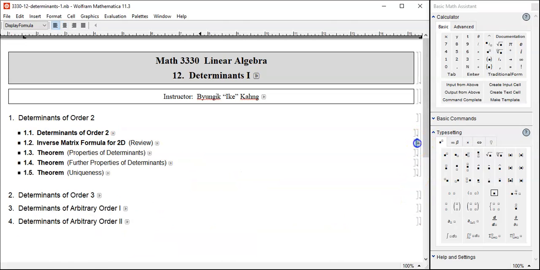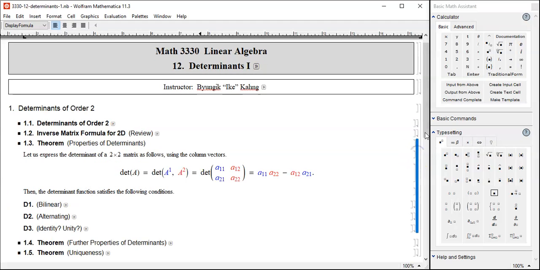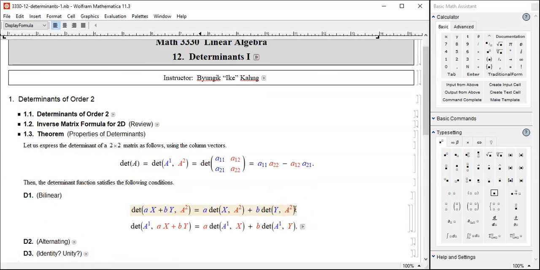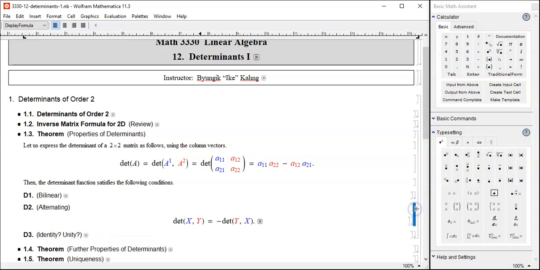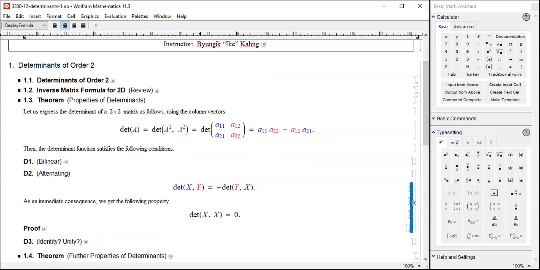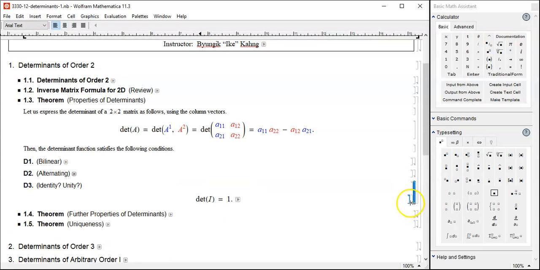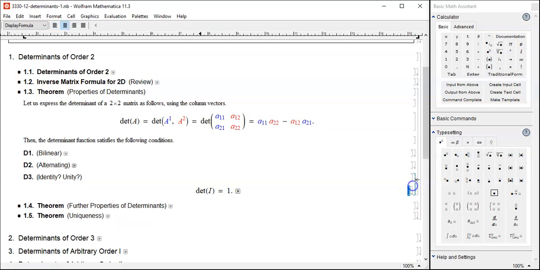The proof was straightforward and simple. And then we did the properties of the determinants, 3 fundamental properties: bilinear, alternating, and identity. What do we mean by bilinear? 2 linearities put together: linear with respect to the first variable, linear with respect to the second variable. Alternating: switch 2 column vectors, we get negative, and an immediate consequence is that if there is nothing to change, then 0. And the determinant of the identity is always 1. The proof was simple.